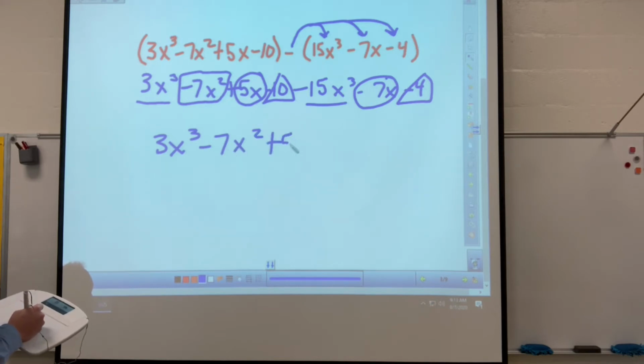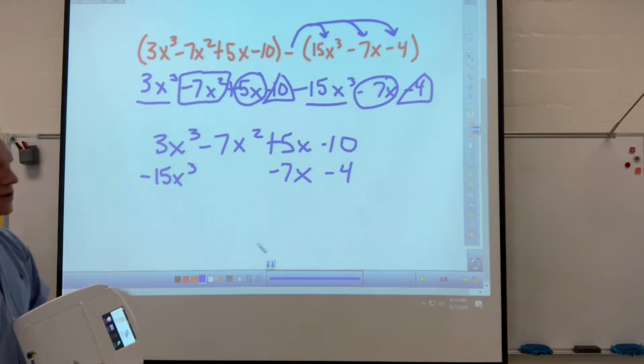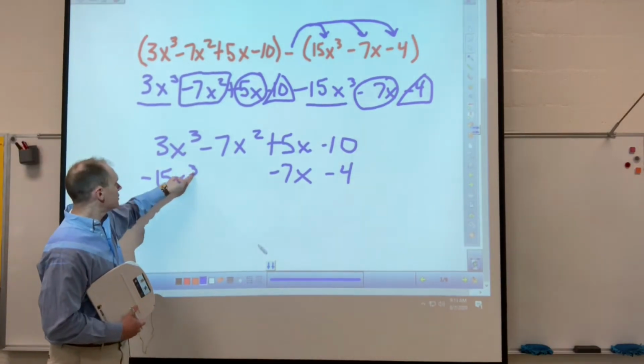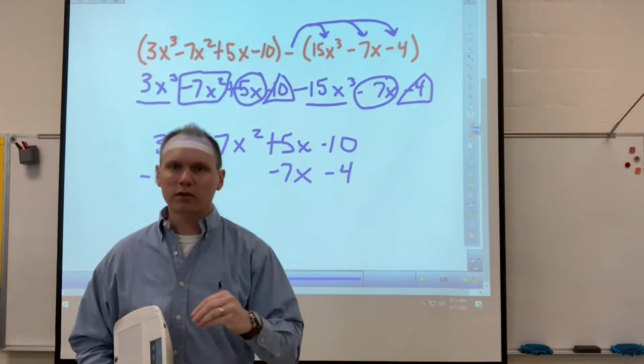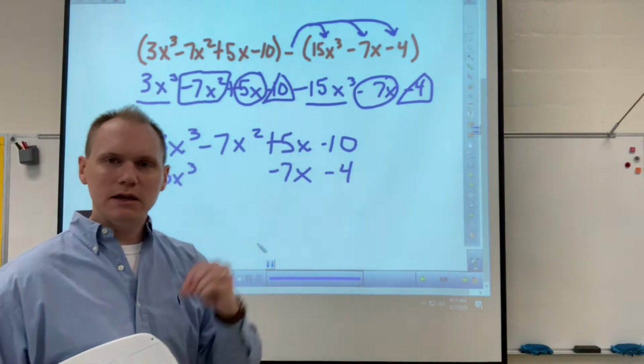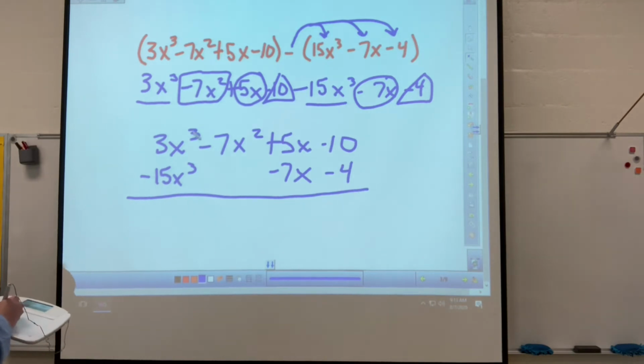If we're taking this polynomial here and we're subtracting this one, you can just write this one underneath. So minus 15x cubed, minus 7x, minus 4. So notice I put the term underneath the one that it's going to add with or subtract with. So I put the like terms underneath one another so you can easily see what's going to go together. So now we can actually go through and subtract them.